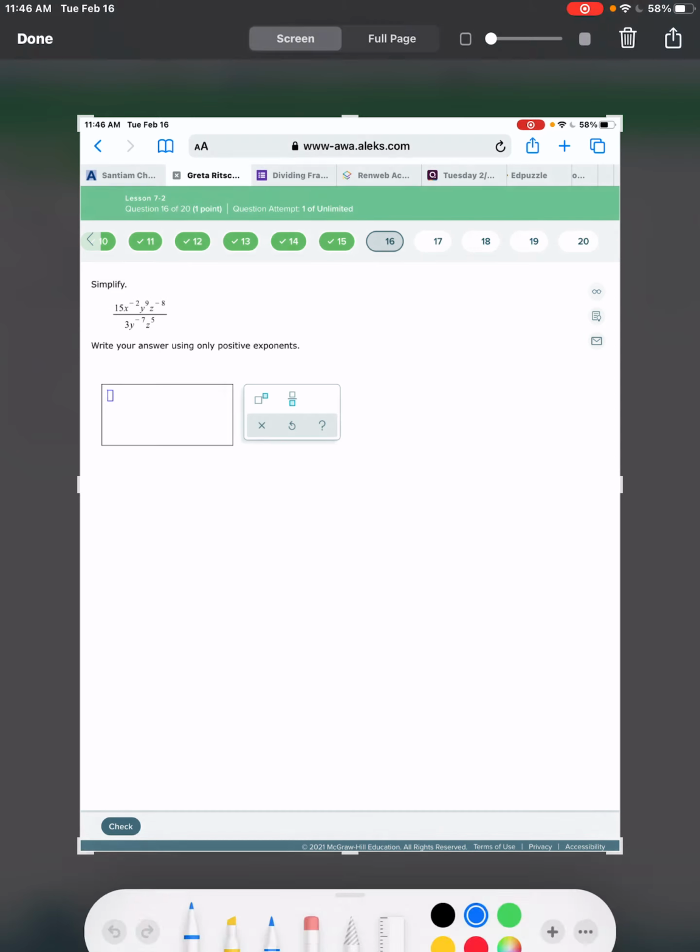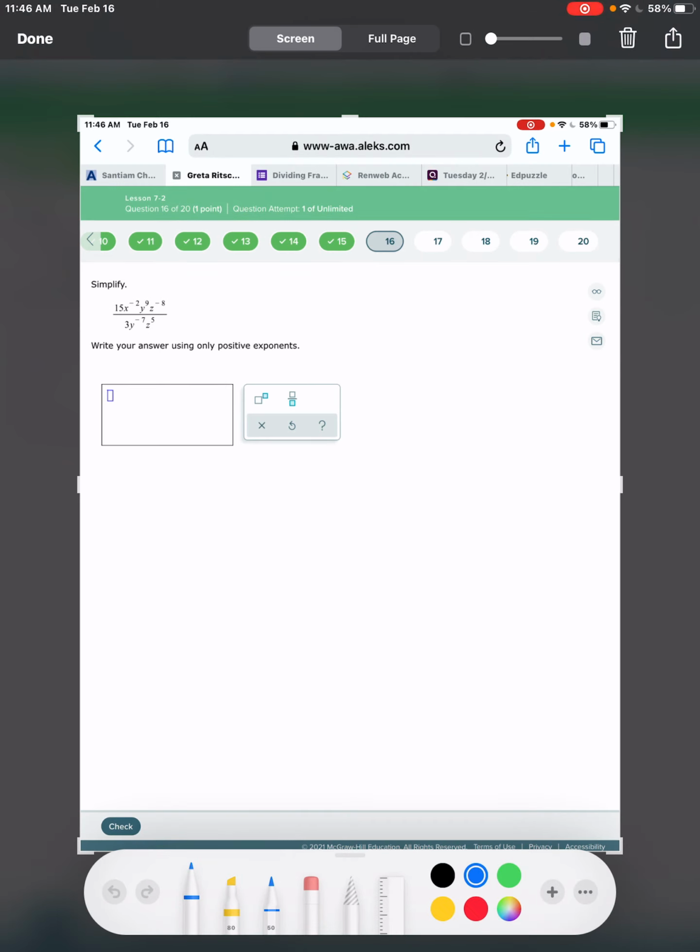Let's simplify this out. Okay, the 15 is happy the way it is, but it could cancel with the 3. 3 goes into 3 one time, 3 goes into 15 5 times. So we'll just simplify that to start with. We have x to the negative 2 on the top. It is unhappy, so we're going to send it to live in the bottom.